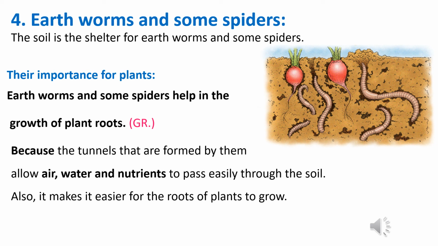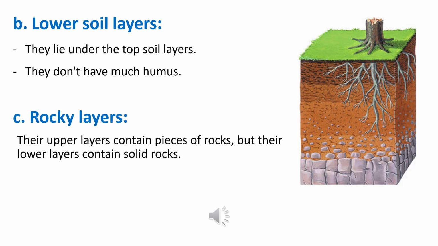Their importance for plants: earthworms and some spiders help in the growth of the plant roots because the tunnels that are formed by them allow the air, water, and nutrients to pass easily through the soil. Also, it makes it easier for the roots of the plants to grow. Lower soil layers lie under the topsoil layers and they don't have much humus. The rocky layers: their upper layers contain pieces of rocks, but their lower layers contain solid rocks.